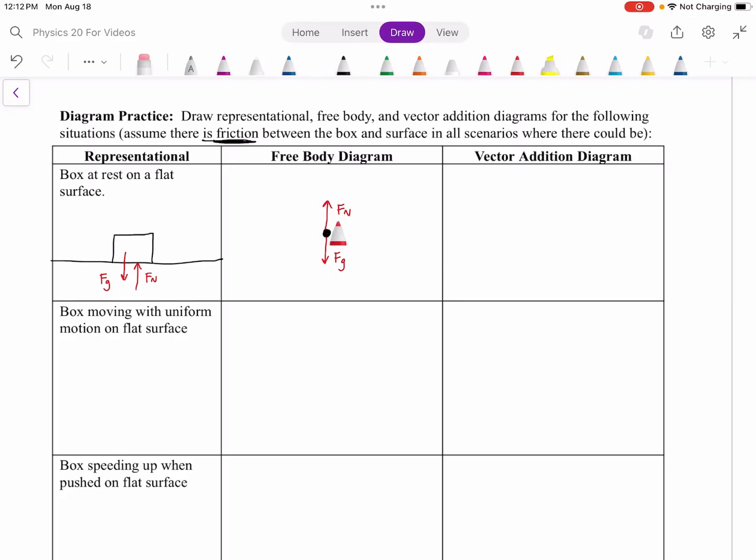Notice how it just kind of gives us a way to quickly visualize overall what kind of things are pushing and pulling on our object. Now for our VAD, same as always, we're going to add these two force vectors, tip to tail. Okay, now we can make a prediction here.